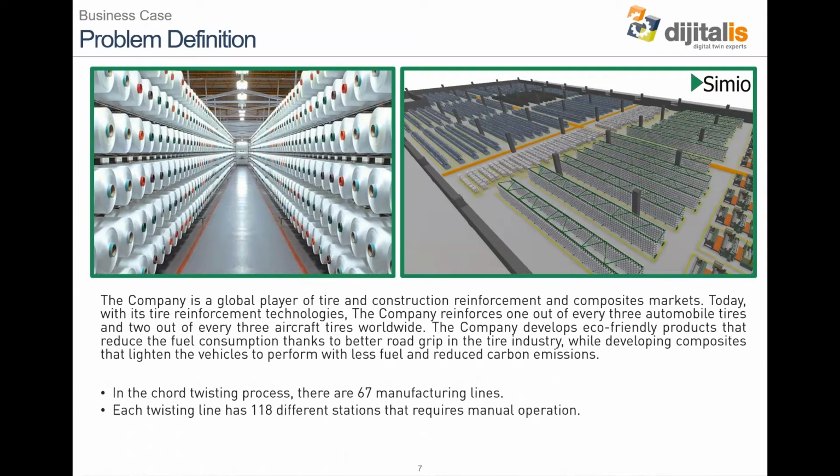We tried to visualize the length of these manufacturing lines with a photograph on the left side, and on the right-hand side, a view from the simulation model. Each of these 67 manufacturing lines is more than 200 meters long, and each twisting line has 118 workstations that require a manual operation from a human.